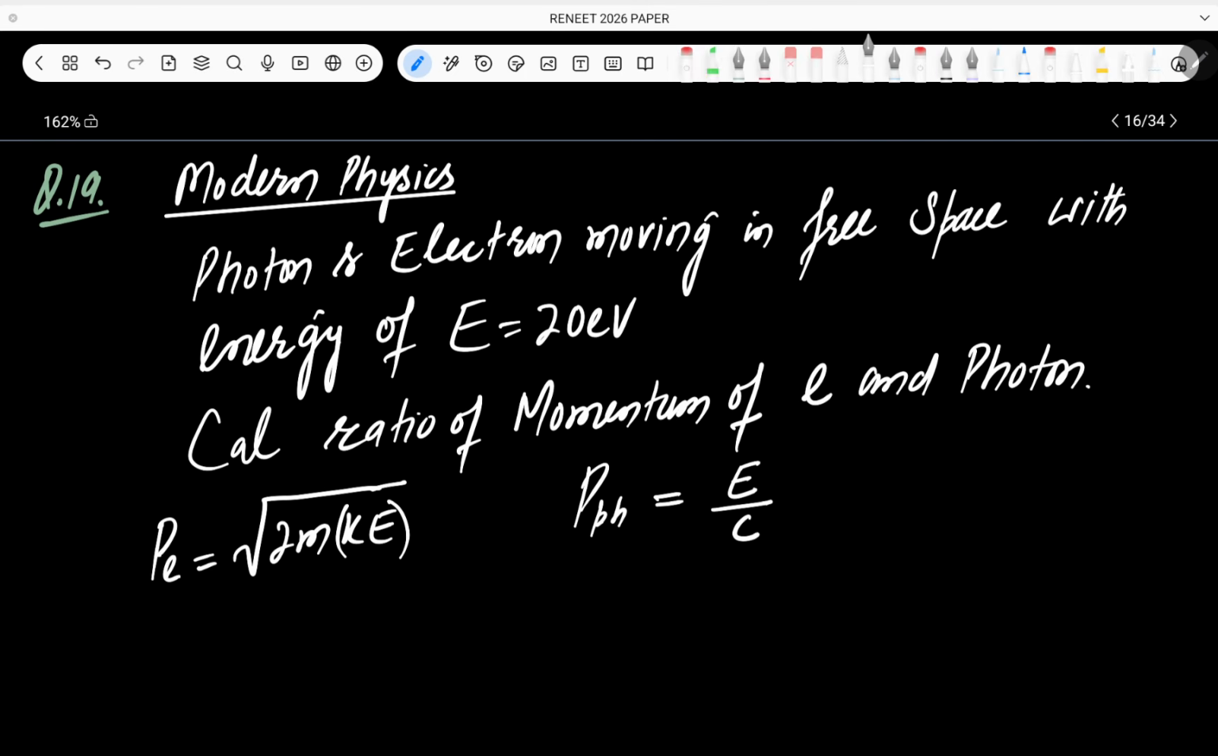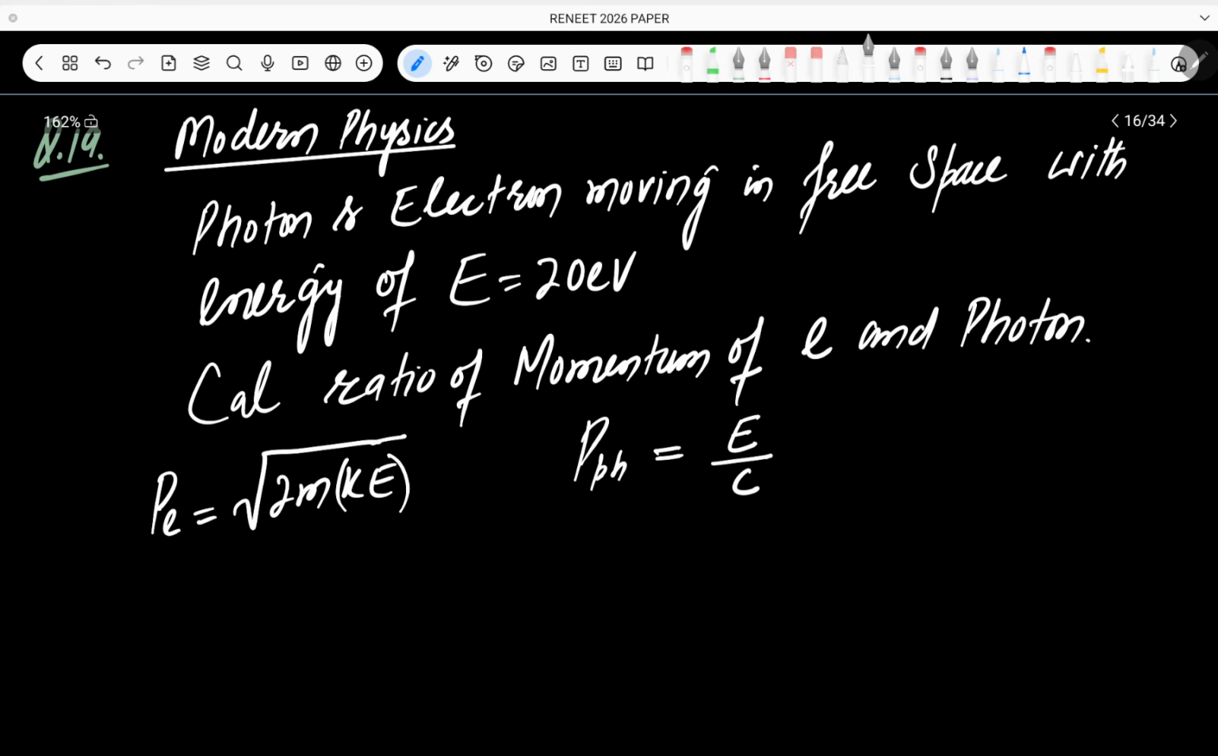Question number 19. It's a modern physics question. Okay, calculation इसमें है a bit difficult calculation, but let me simplify this question for you. It is given that there are two particles, one is photon and another is electron. They are moving in free space, which implies in the vacuum, with the same energy, that is 20 electron volt is the energy of both the photon as well as the electron. Calculate the ratio of the momentum of electron and photon.